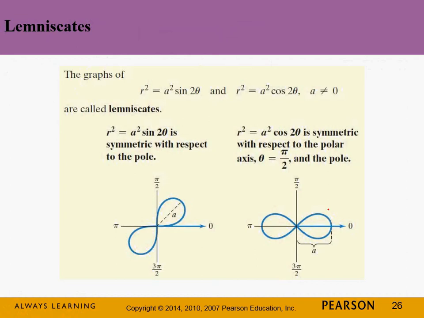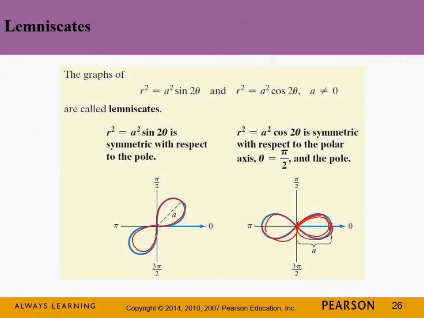But notice that the cosine has origin symmetry. This and this are the same. That's origin symmetry. This and this are the same. That's polar axis symmetry. And then this over here and this over here are the same. That's pi over 2 symmetry. Okay? So the cosine has all of the symmetries, whereas sine only has origin, this and this. Okay.